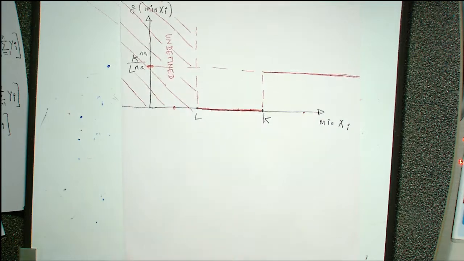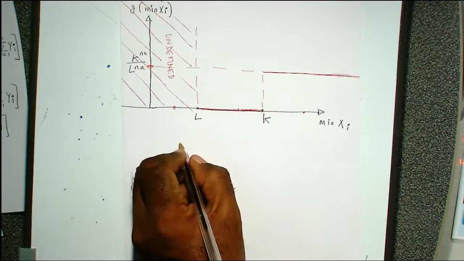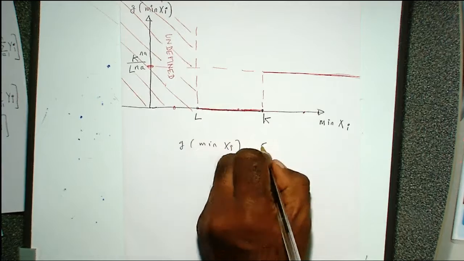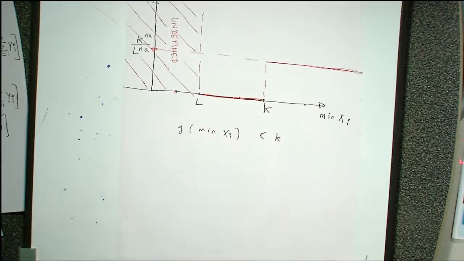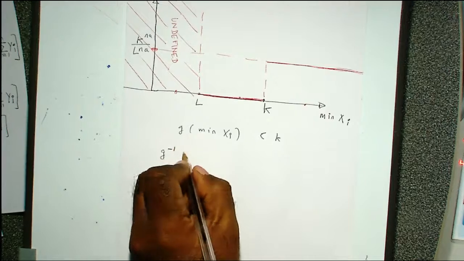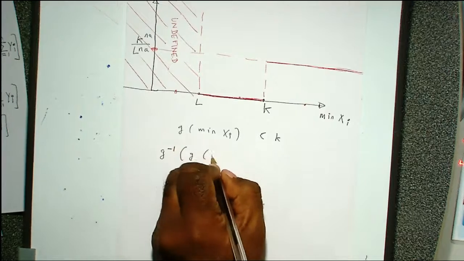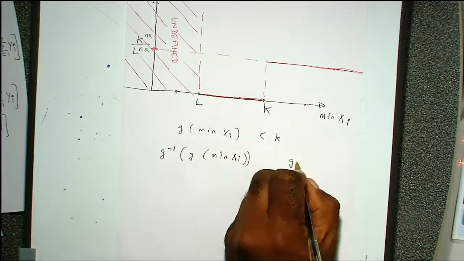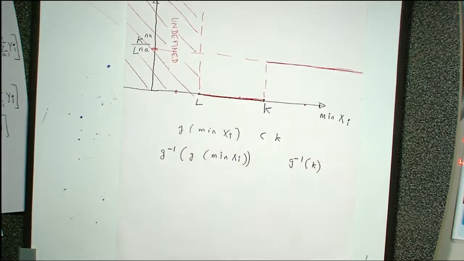So now let's go back to this guy here. G is equal to min of xi less than k. Now, to simplify this, I'm going to take the inverse of both sides. Now I know for this function the inverse is strictly not defined, but just for the sake of argument, suppose it is defined.